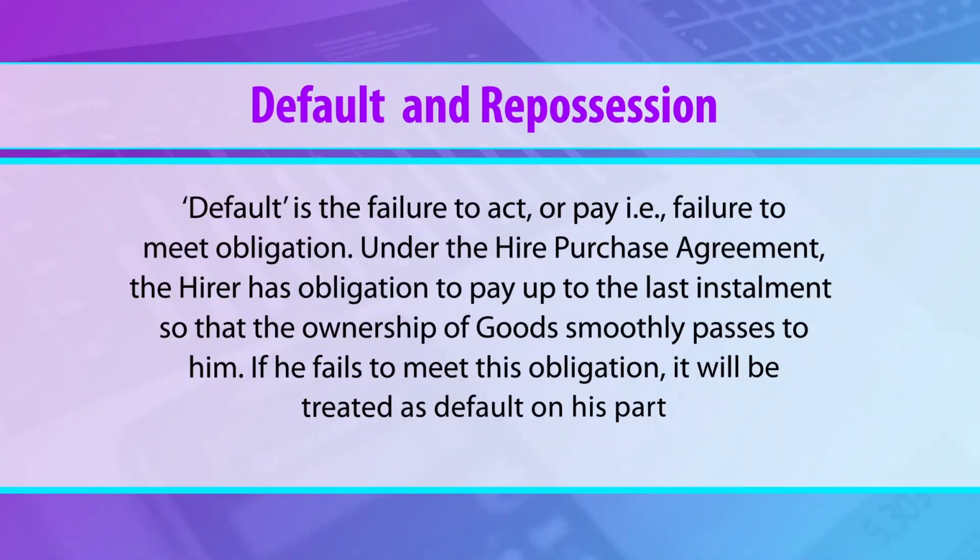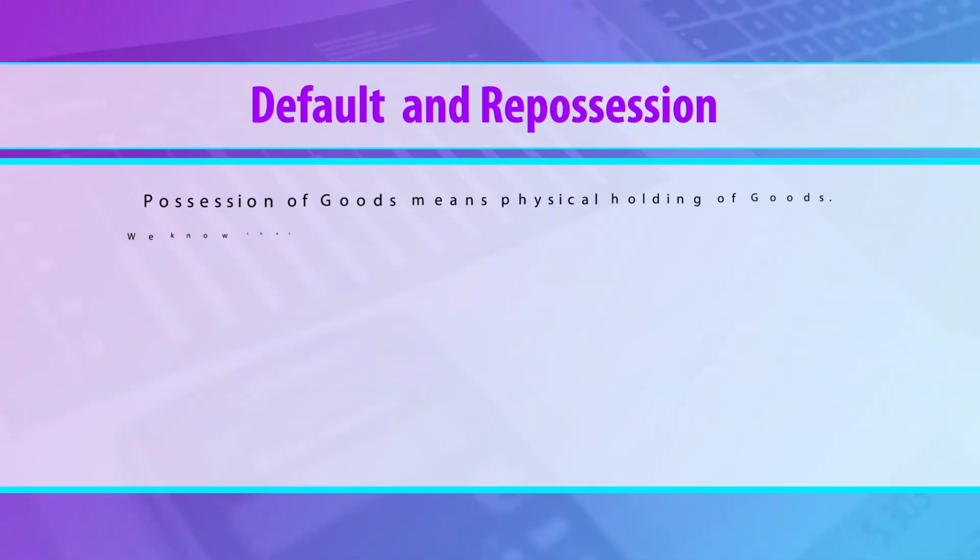Under the hire purchase agreement, the hirer has the obligation to pay up to the last installment so that the ownership of goods smoothly passes to him. If he fails to meet this obligation, it will be treated as default on his part. So it is very simple. When we do not fulfill our commitment successfully, this is what we call default on our part.